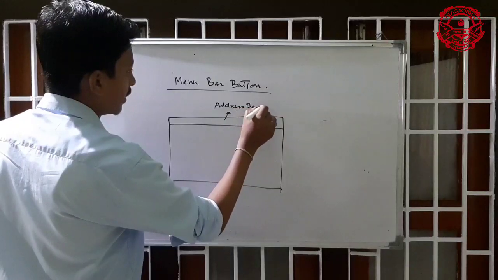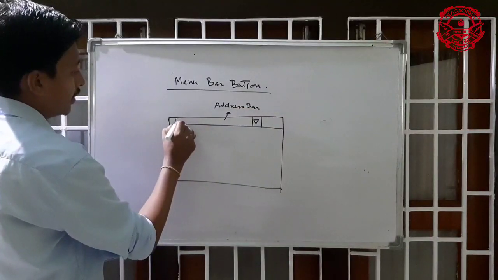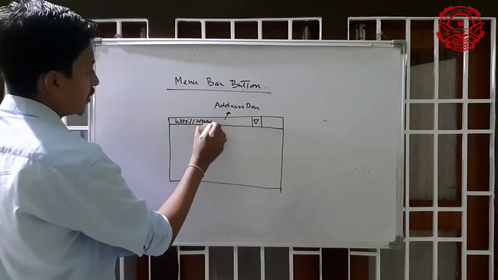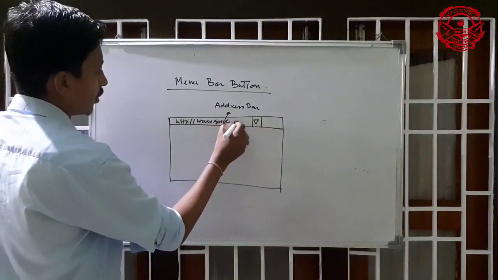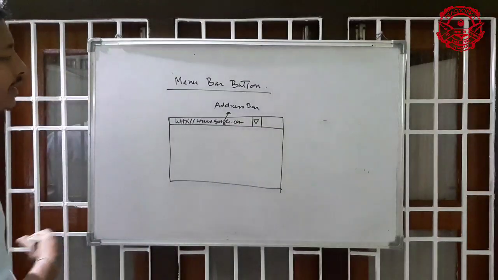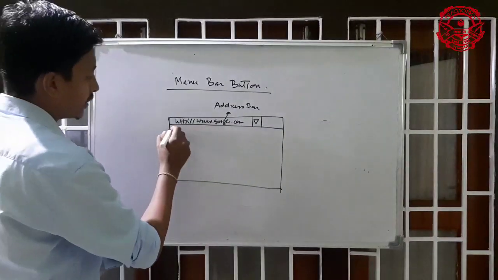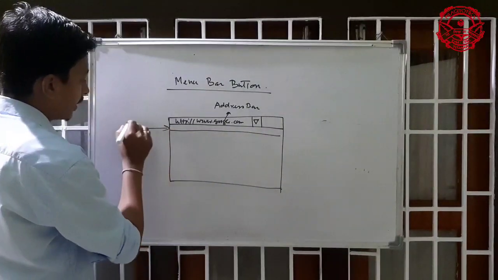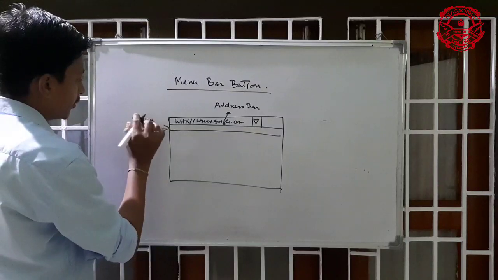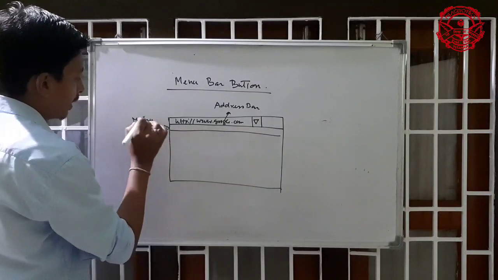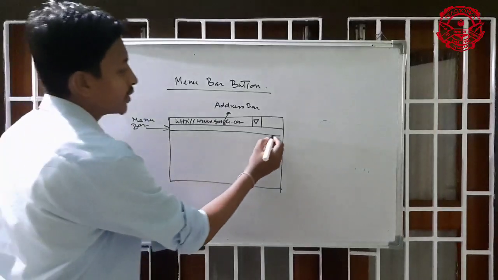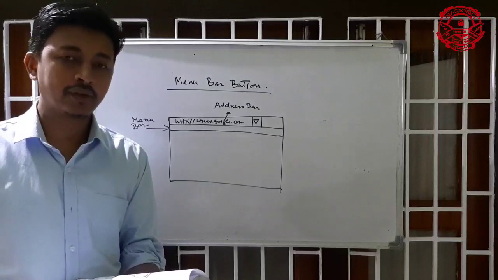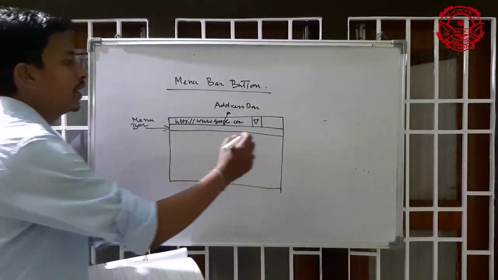Address bar. Here you write the address of the file, the address of the website, google.com. Now after the address bar, you will get a menu bar. This is called the menu bar. In the menu bar there are various options available, so today we discuss these things. First, the file menu.